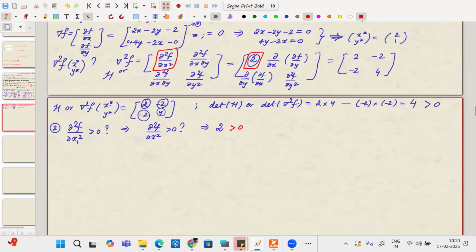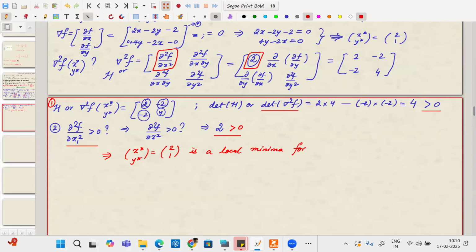Fine. Now can you tell that yes, the first condition, that is the determinant of the Hessian, is greater than 0. The second condition, that is the second order partial derivative of the first variable, is greater than 0. So therefore, what can we say? We can say that the point x star y star equals 2, 1 is a local minima of f of x comma y. That is it.